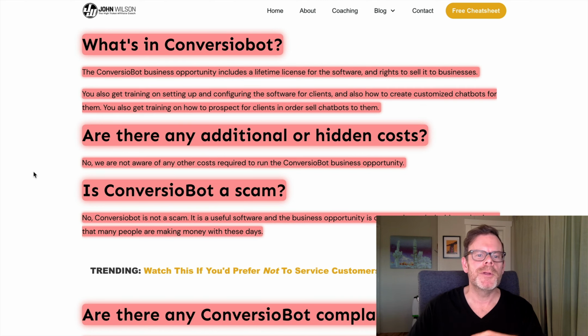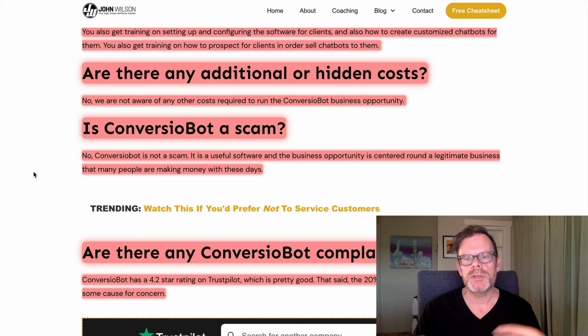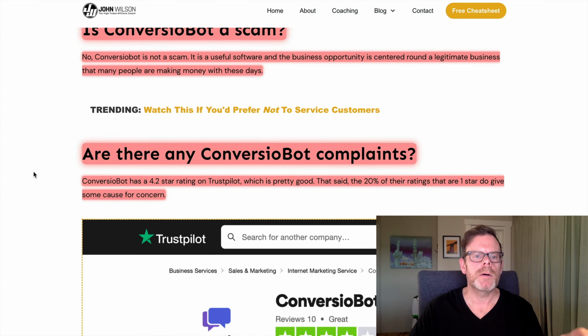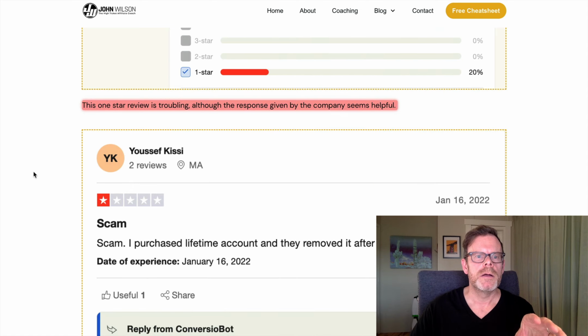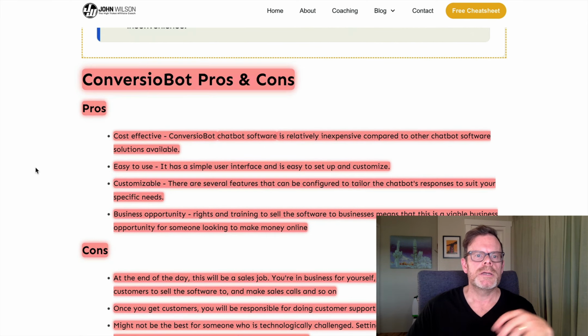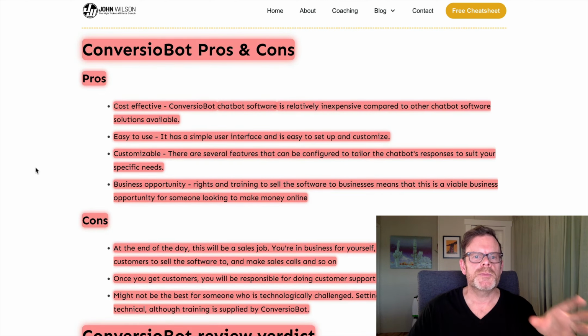Is ConversioBot a scam? No, it's definitely not a scam. It's a useful software and the business opportunity is centered around a legitimate business that many people are making money with these days. Are there any ConversioBot complaints? Well, ConversioBot has a 4.2 star rating out of 5 on Trustpilot, which is pretty good. That said, the 20% of their ratings that are 1 star do give a little cause for concern. However, this 1 star review that I've reproduced here is a little troubling, although the response given by the company seems really helpful.